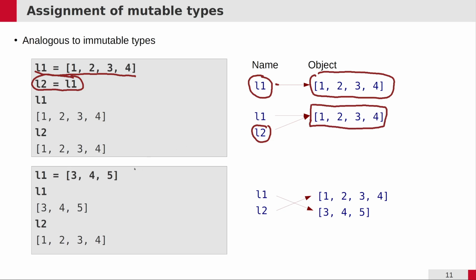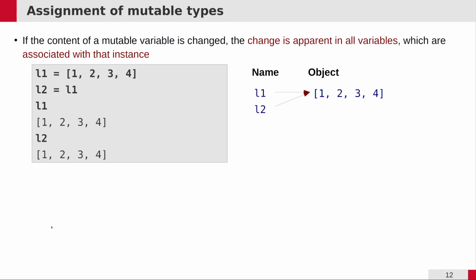Now, if you are making a new assignment for L1, let's say we are assigning L1 with 3, 4, 5, then what does it do? It basically creates a new object in the memory, the list 3, 4, 5, and the name L1 will point from now on to this new object. So if you are using L1 and L2, you will get the right items. So far, so good. Things are getting a little bit more funny if you try to modify those objects.